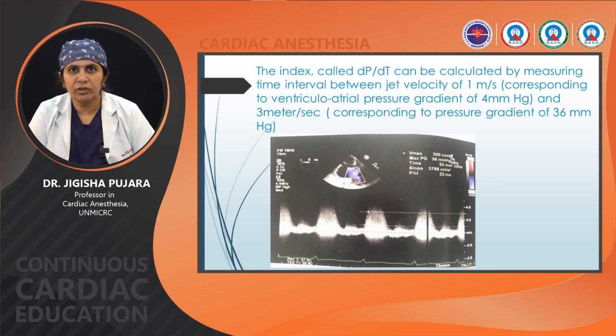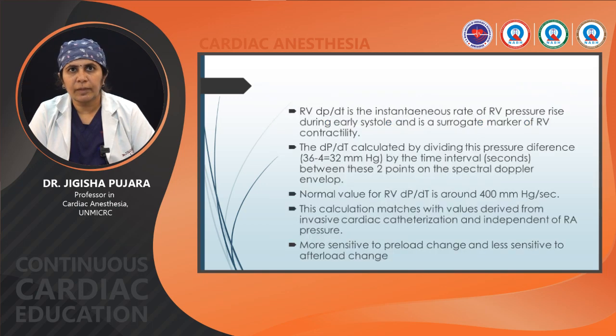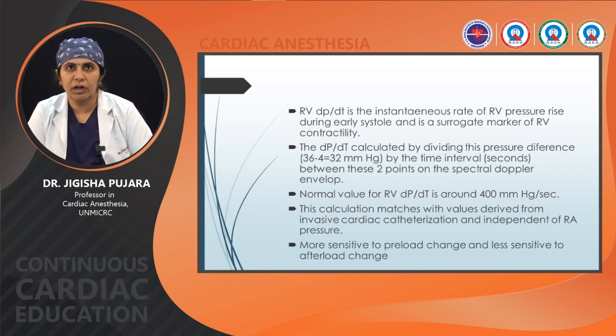Here at 1 and at 3 we can measure the pressure. RV dP/dt is the instantaneous rate of RV pressure rise during the early systole and is a surrogate marker for the RV contractility. The dP/dt is calculated by dividing this pressure difference, 36 minus 4 equals 32, by the time interval in seconds between these 2 points on the spectral Doppler envelope.